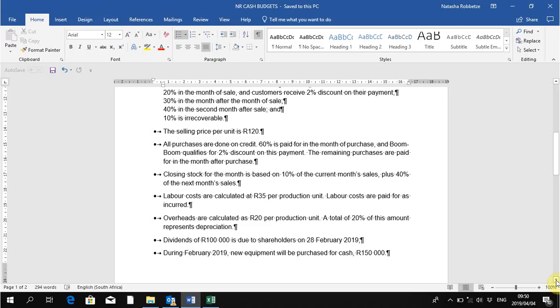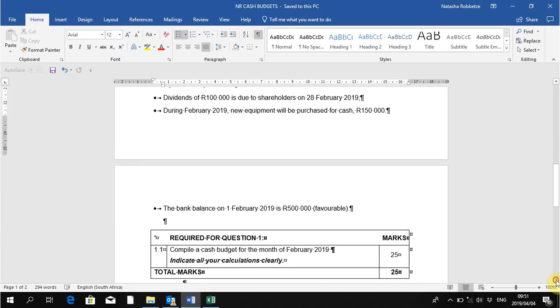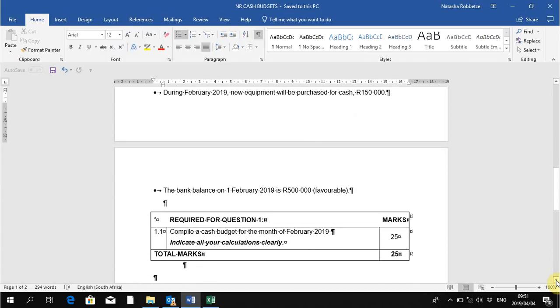They say labor costs are calculated at 35 Rand per production unit, and labor costs are paid for as they are incurred. Overheads are calculated at 20 Rand per production unit. A total of 20% of this amount represents depreciation. Dividends of 100,000 Rand are due to shareholders on 28 February, and during February, new equipment is purchased at 150,000. The opening bank balance on 1 February is 500,000. You need to compile a cash budget for the month of February.